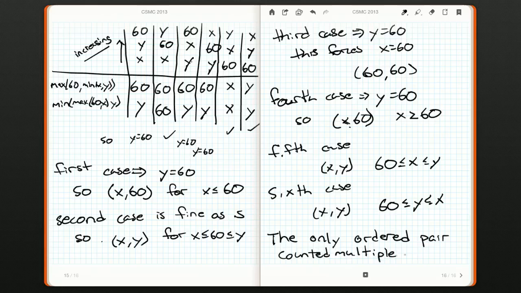So the only ordered pair counted multiple times is 60-60. Alright, so if we were to eliminate 60-60, we wouldn't be double counting, we could just count how many things are in each case. Okay.